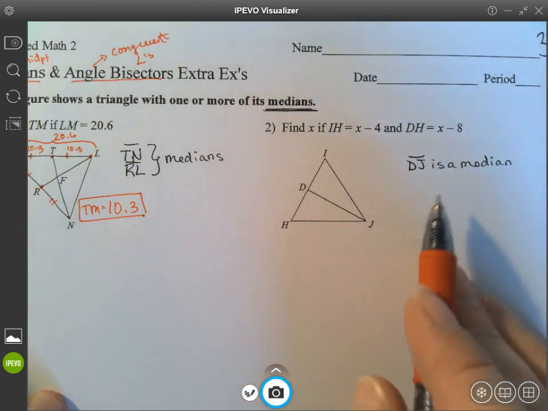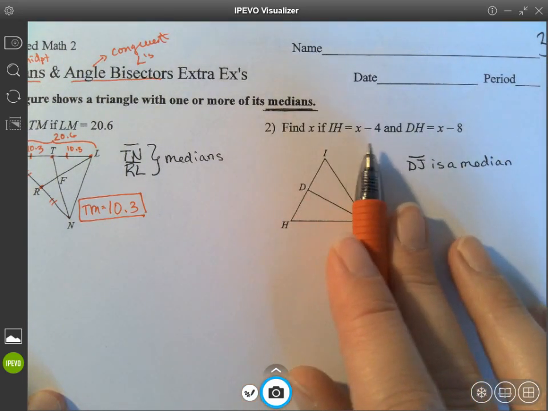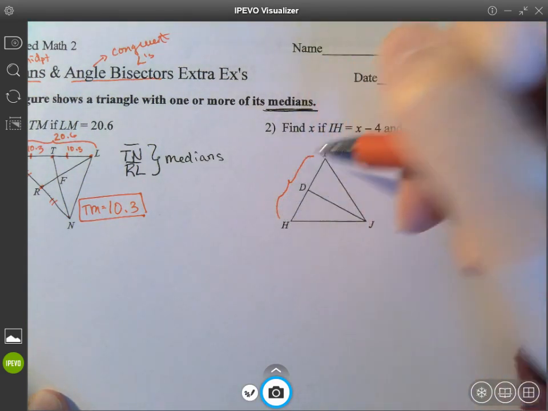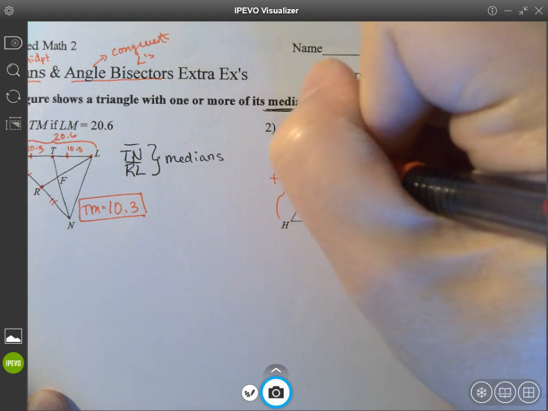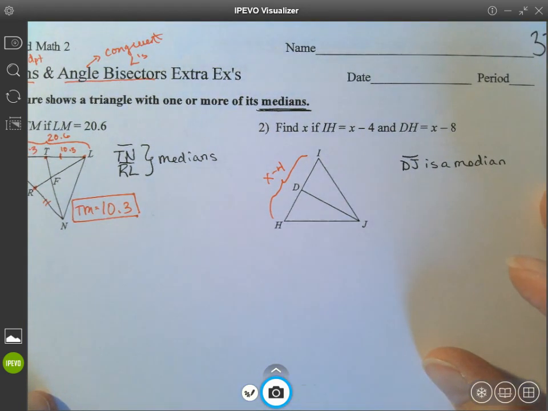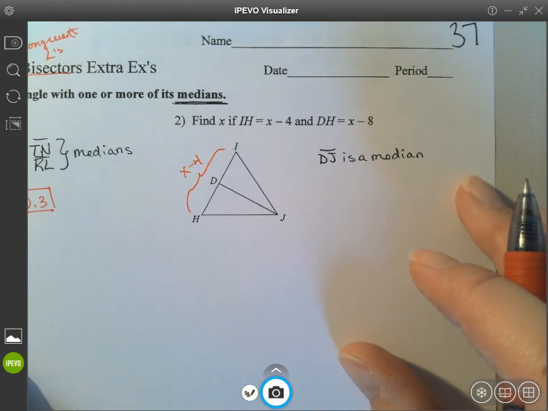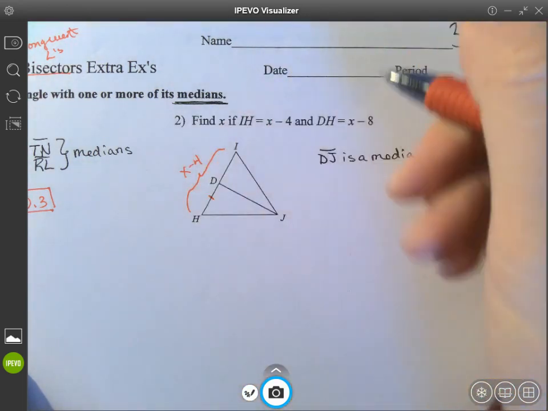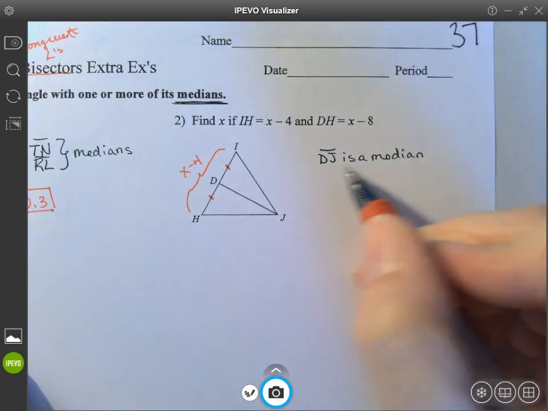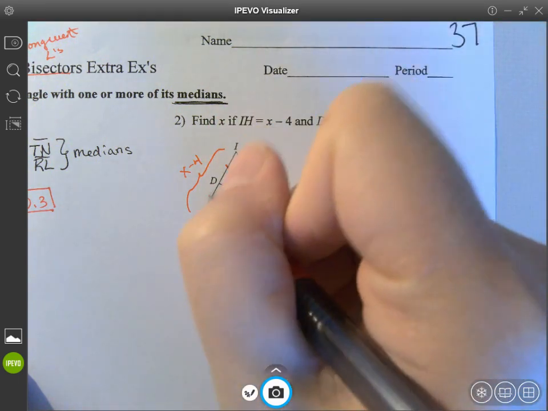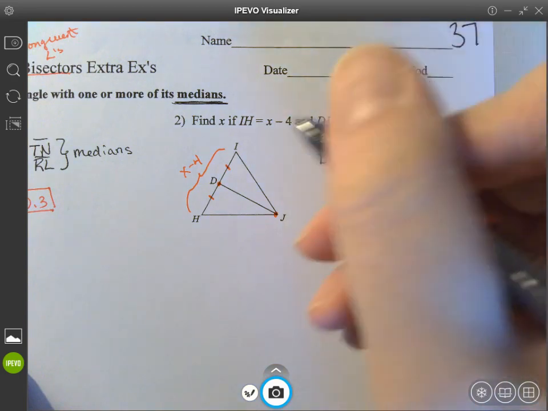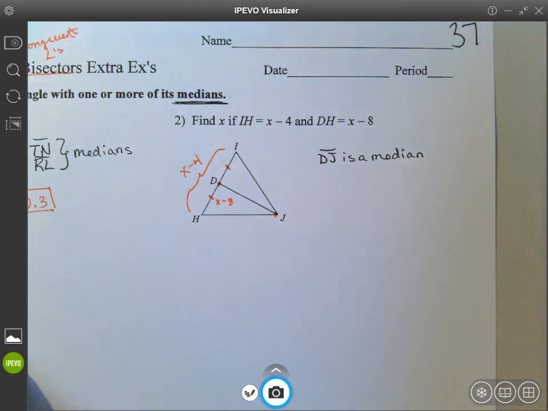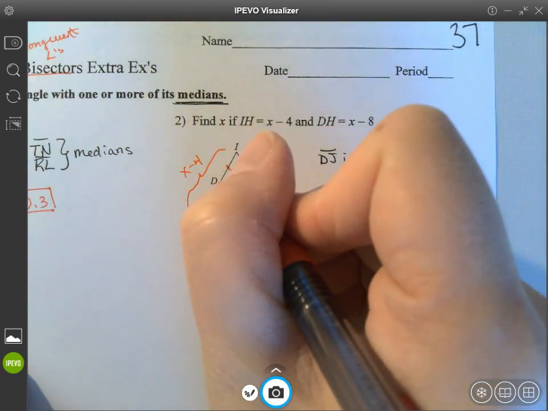It says find x, if IH, this guy right here, is x minus 4, and it says that DH is x minus 8. Now, first of all, DJ is a median, so that's congruent. D is a midpoint, and DH is x minus 8. Well, if this is x minus 8, isn't this also x minus 8?